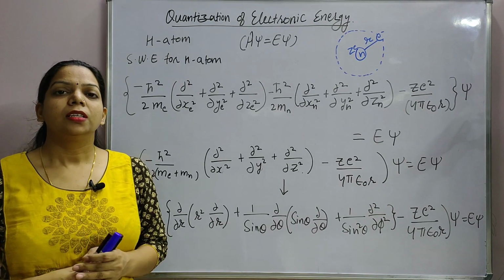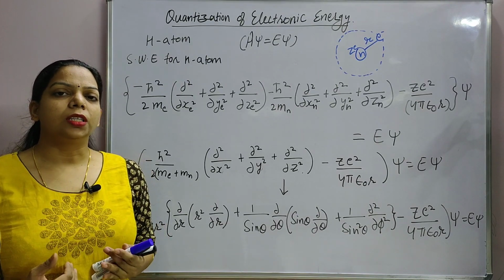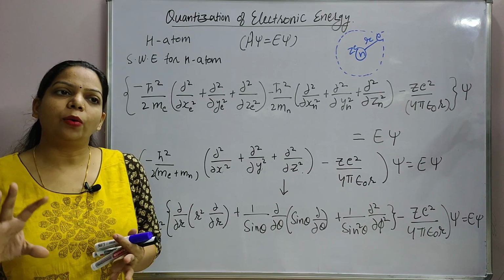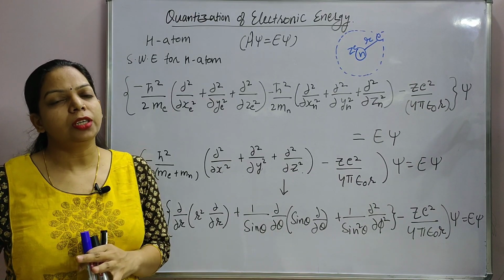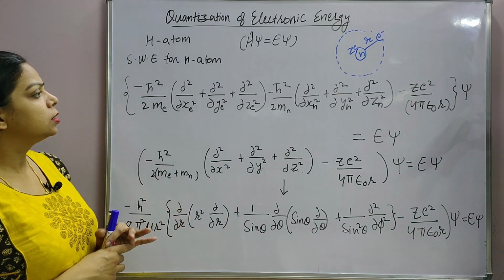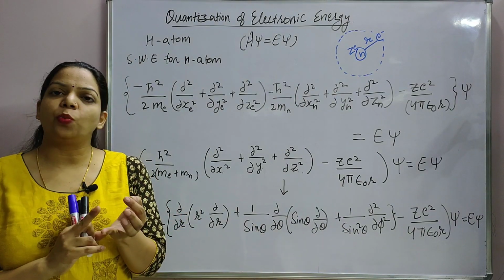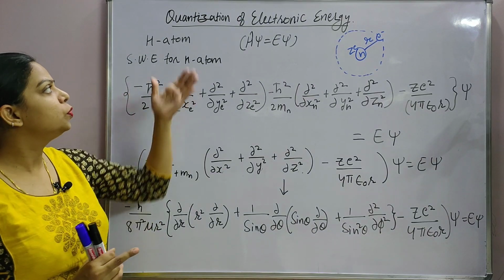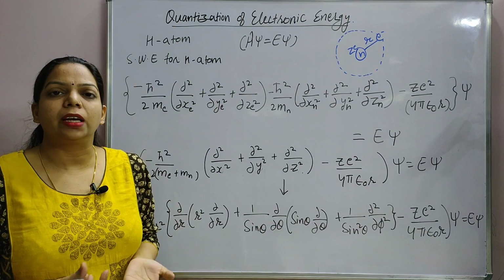Hello everyone. Today we are going to learn how to solve the Schrodinger wave equation to get a wave function and energy for a system in which there is one nucleus and one electron. So basically we are going to find out, or prove, the quantization of electronic energy.